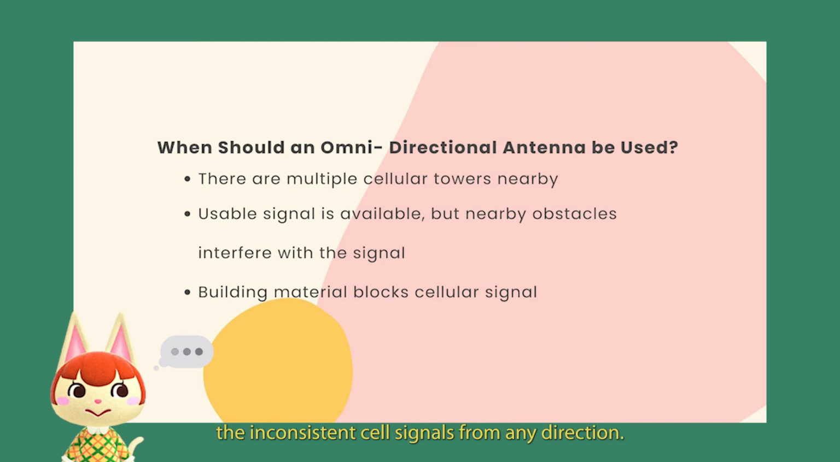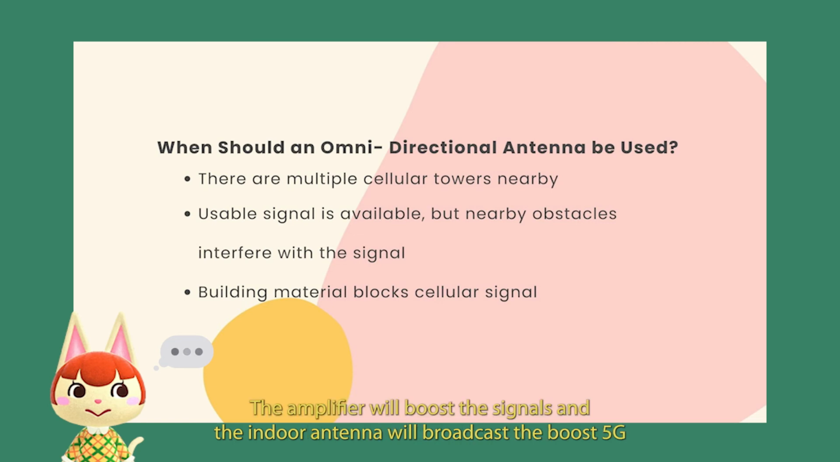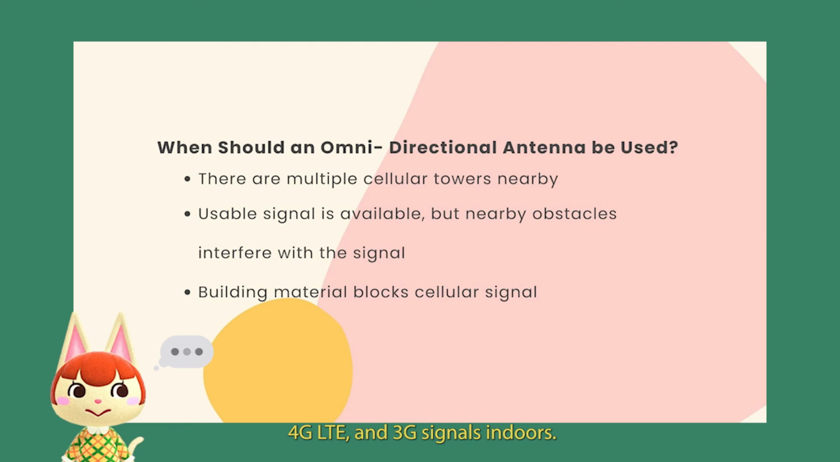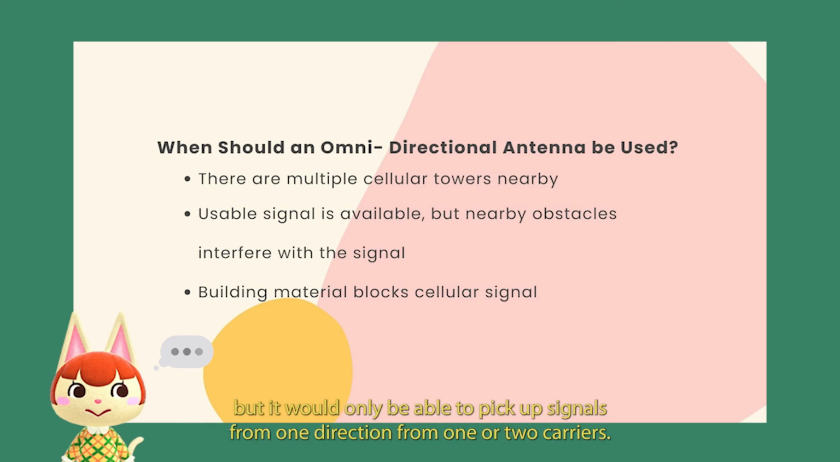In this case, the omnidirectional antenna is perfect. It can pick up the inconsistent cell signal from any direction. The amplifier will boost the signal and the indoor antenna will broadcast the boosted 5G, 4G LTE, and 3G signal indoors. Sure, a directional antenna would work just as well, maybe even better, but it would only be able to pick up signal from one direction, from one or two carriers.